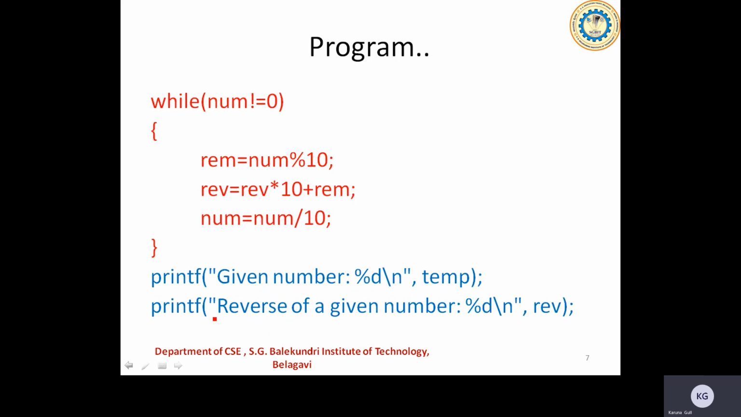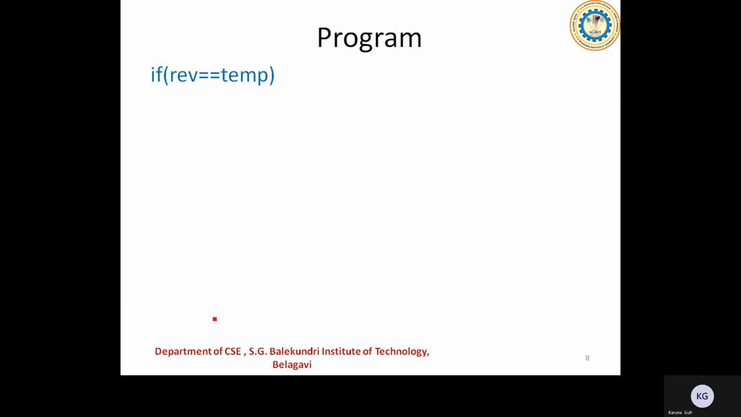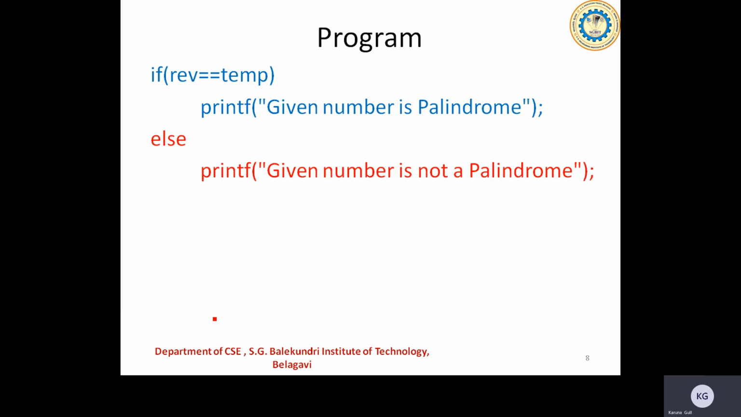Okay, then I'll just print that. The given number is already there inside the temp. I'll be printing that also. The reverse of the given number is found inside the reverse there. Then if reverse is equal to temp there, then what I'm going to do, I'll be saying the given number is a palindrome. Otherwise, I'll be saying the given number is not a palindrome, right?